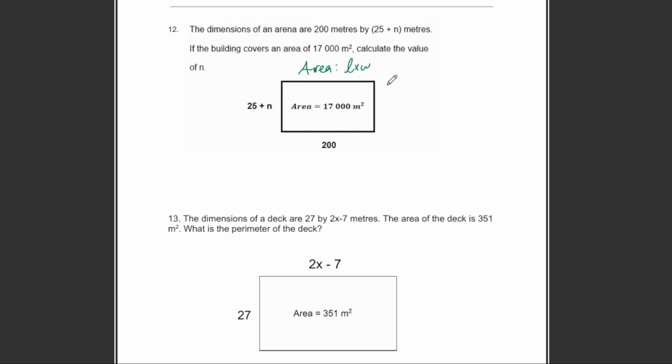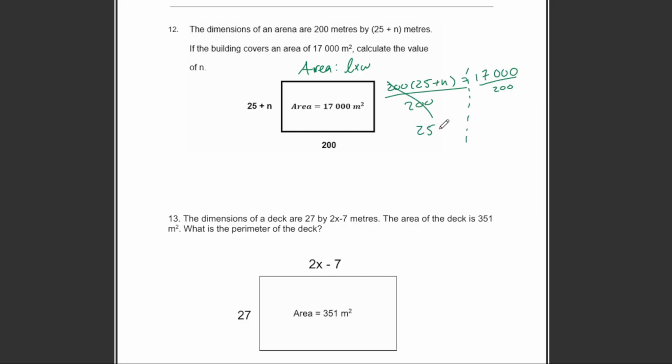So length is 200, width is 25 plus n, and that's equal to my area, which is 17,000. Okay, now 25 plus n, that's happening first because of BEDMAS, right? Inside the brackets first. Then we multiply by 200. So let's undo it in reverse order. I'm going to divide by 200, divide this by 200. Draw a little line here. Okay, that's going to go away.